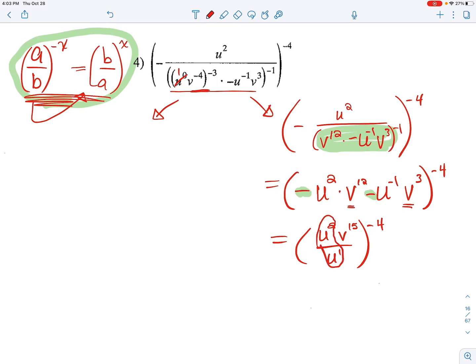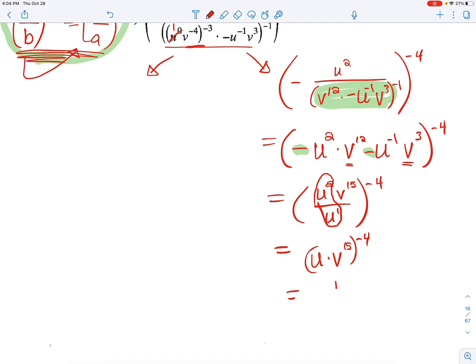Oh, these are common. This is a quotient of powers. Actually, no, it's the same base with different powers in numerator and denominator. So I can take u to the 2 minus 1, and that just gives me u times v to the 15th, all to the negative 4, and that means I now have u times v to the 15th now, all to the 4th power.